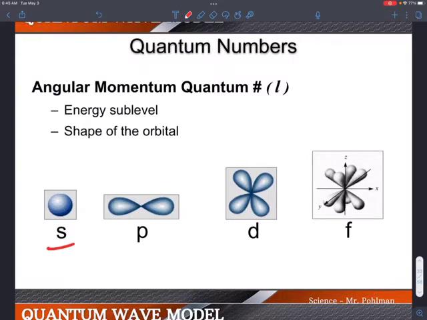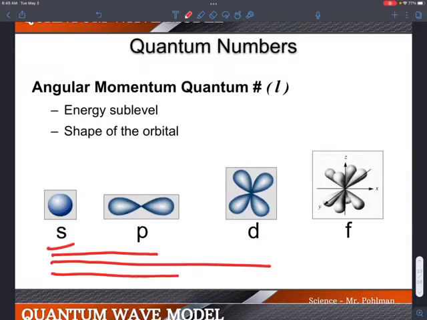The angular momentum is referring to our shapes, and those shapes, we can find them on different energy levels. So you have only the S in the first energy level. Then on the second energy level, you can find the S shape and the P shape. On the third energy level, you can find the S's, the P's, and the D's. And then when we get to the 4th energy level, you can find the S, the P, the D, and the F. So this is like the 1st, 2nd, 3rd, and 4th like this.